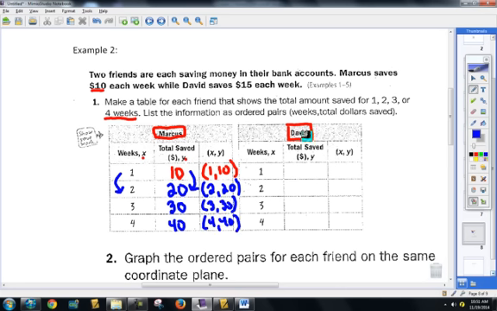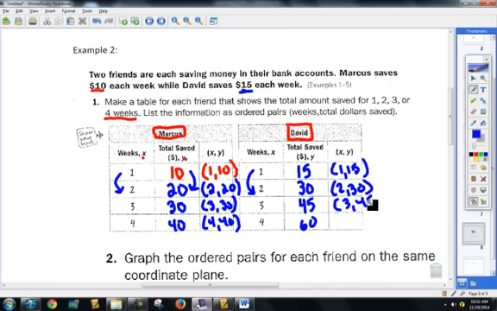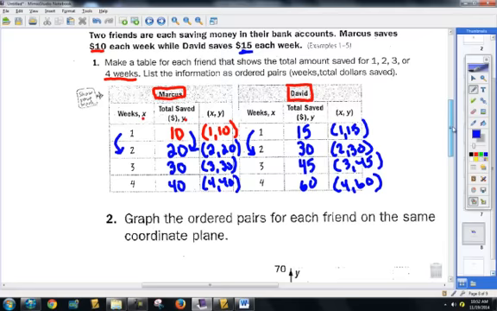Okay, over here, David, on the other hand, he's saving 15 a week. So that means he's going to save 15 the first week. So that makes the point 1, 15. What am I doing to go from 1 to 2? Hopefully you're saying times 2. So I got to do 15 times 2. That's going to be 30. And then 45. And then 60. Just counting by 15s, because I know that 1 times 3 is 3. So 15 times 3 is 45. So it's going to be 2, 30, 3, 45, and 4, 60.